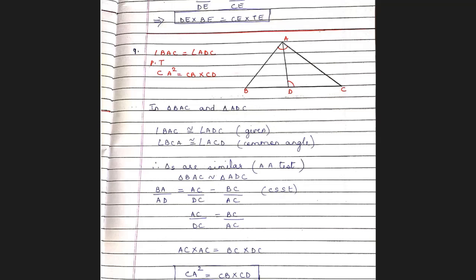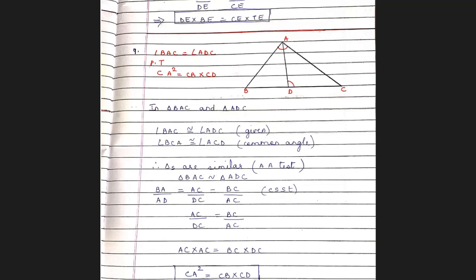So in triangle BAC and triangle ADC, you have angle BAC congruent to angle ADC given. Angle BCA congruent to angle ACD, common angle. Therefore, triangle BAC is similar to triangle ADC by AA test. Write down the sides in proportion. BA upon AD equal to AC upon DC equal to BC upon AC. CSST. Children, I hope this is clear to you.